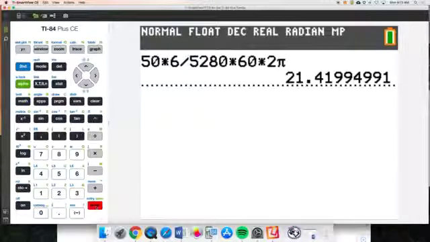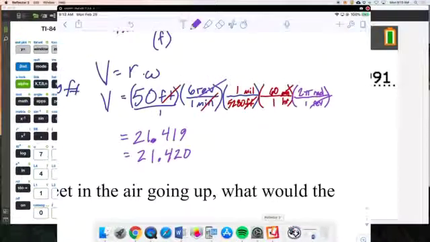Oh my gosh, 21.419, or if you want to make it sound like you were really going fast, 21.420. Here is maybe where I would round, because it's a little more impressive, right? It's a bigger number. So either one of those, and then we'll just put MPH.